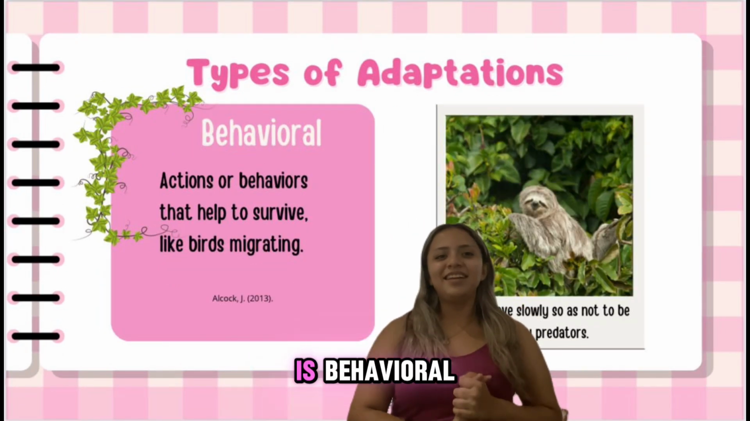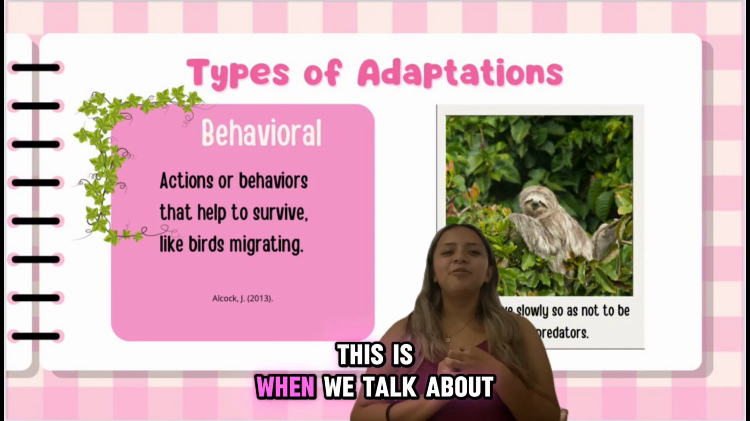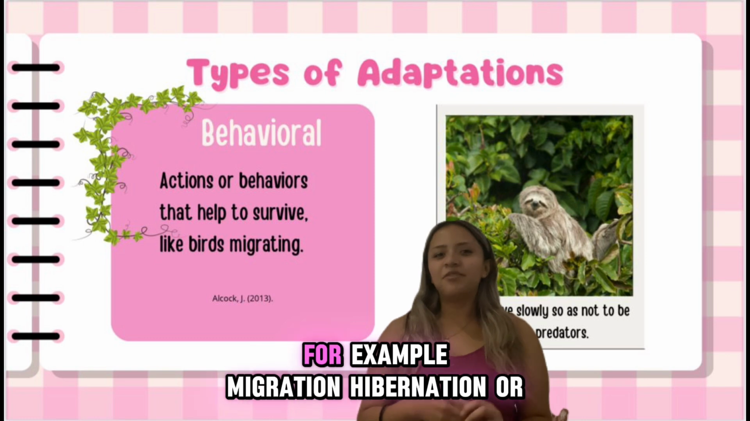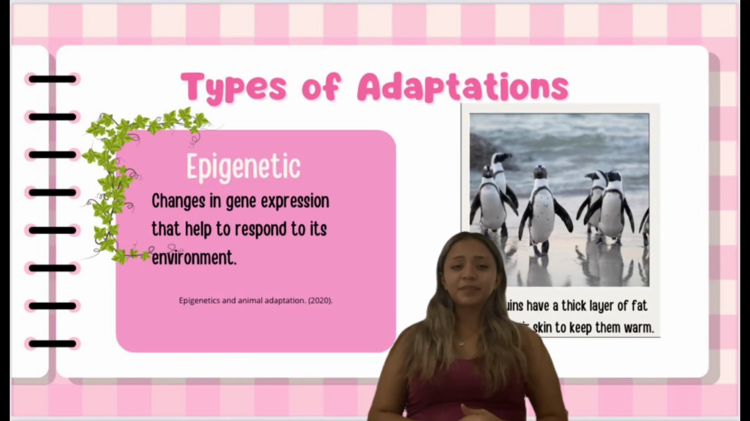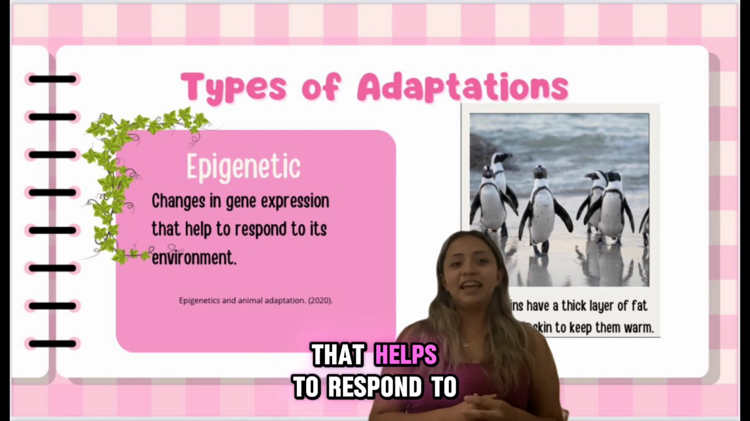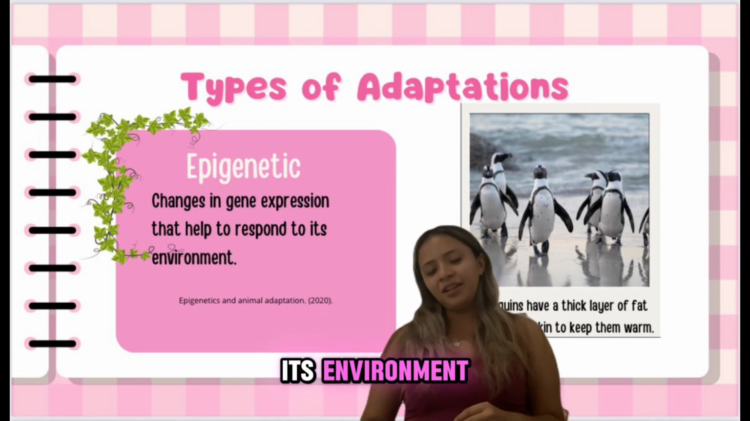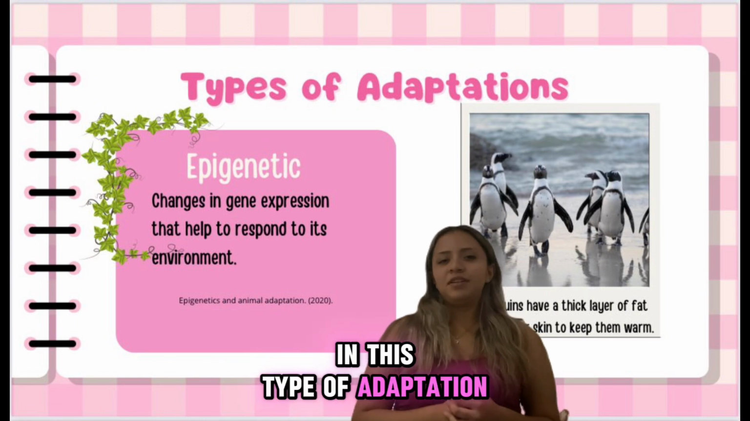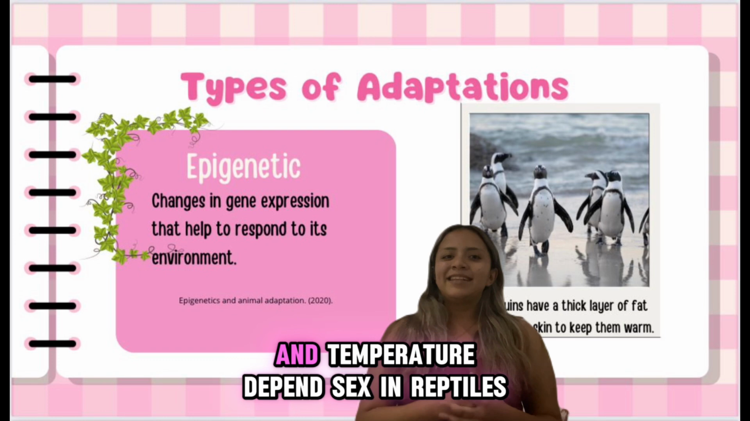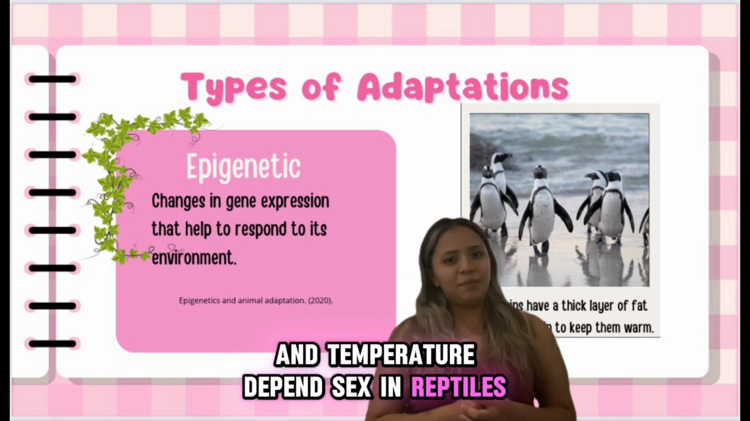The third one is behavioral. This is when we talk about the actions or behavior that help to survive. For example, migration, hibernation, or nocturnal behavior. The last one is epigenetic. It means a change in gene expression that helps to respond to its environment. In this type of adaptation, we have the seasonal coat color in Arctic animals and temperature-dependent sex in reptiles.